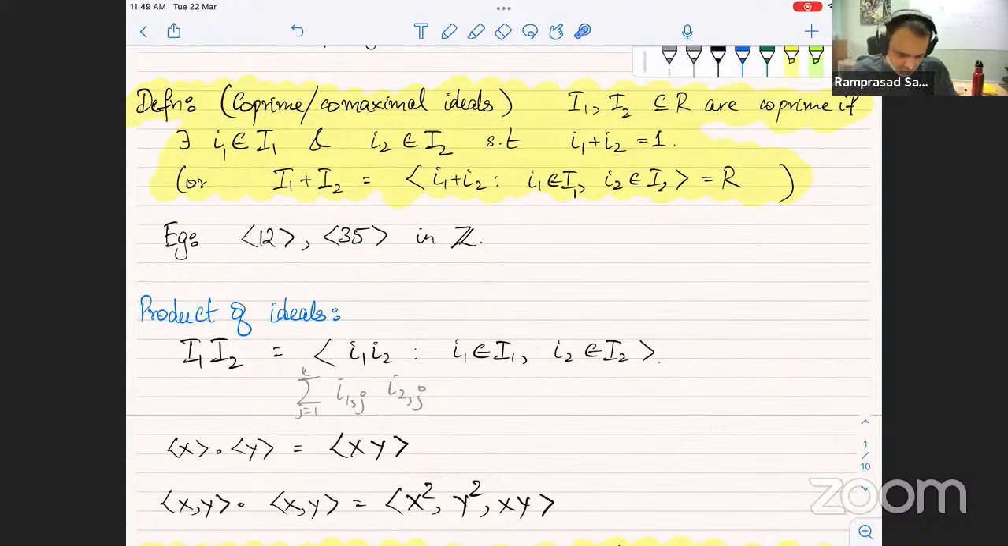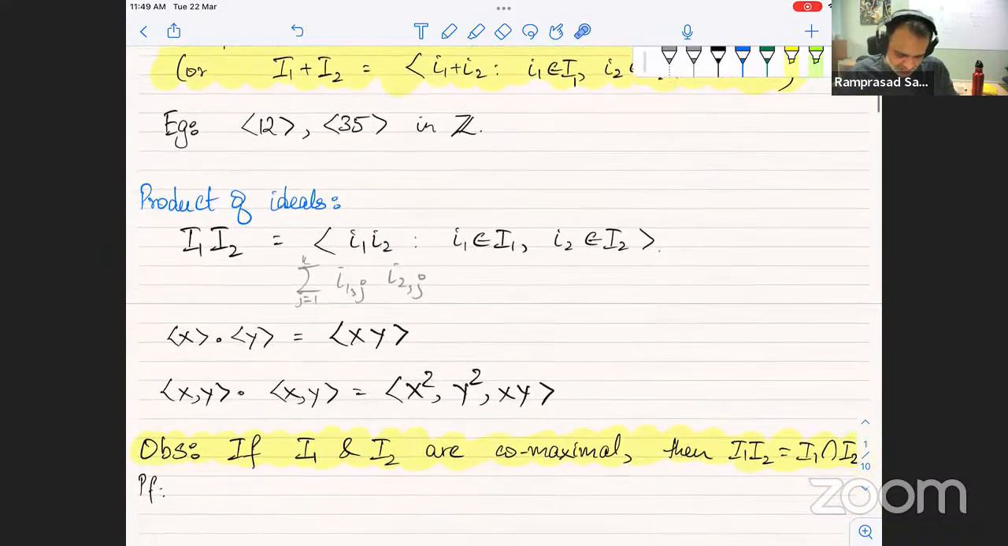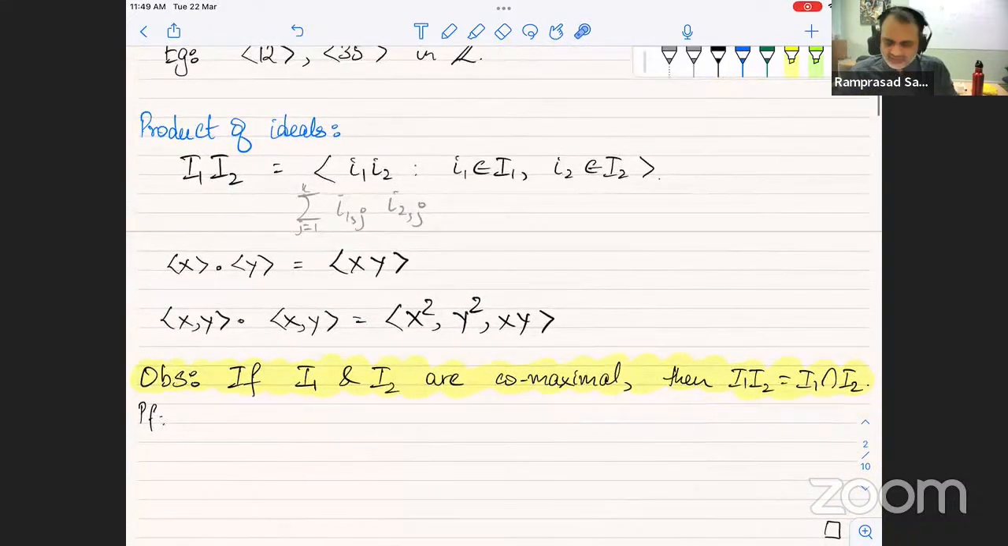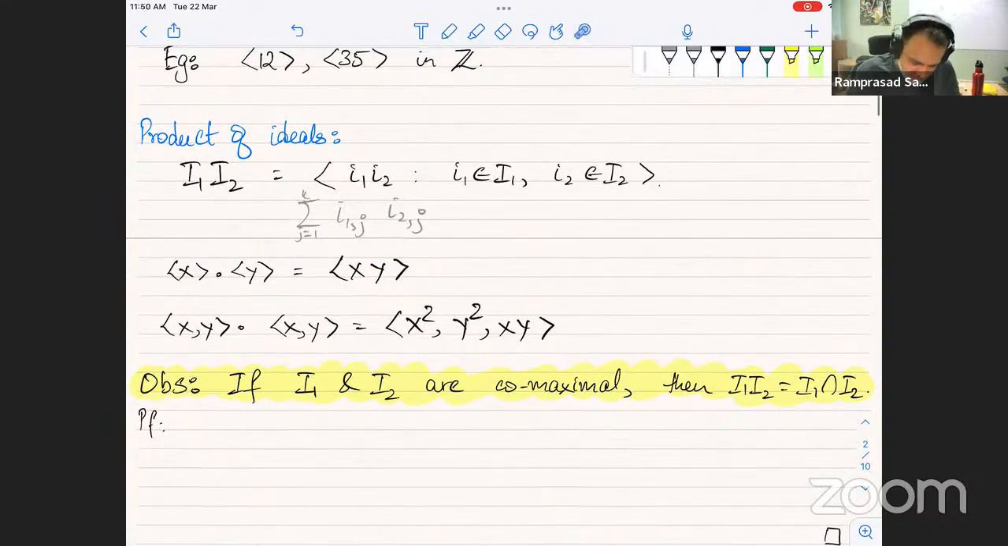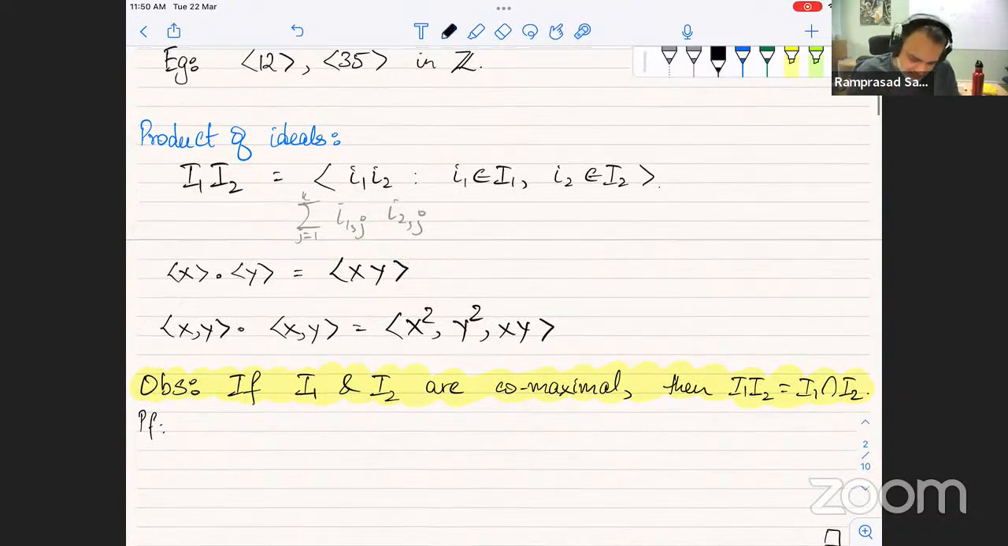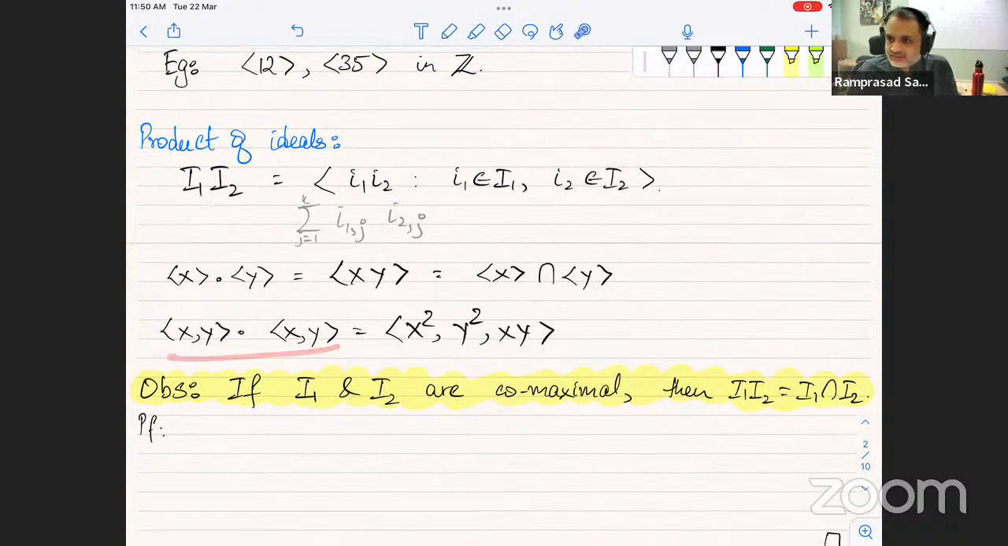Okay, good. So here is a simple observation, which is that whenever I1 and I2 are co-maximal, then it turns out that the product of the ideals is the same thing as the intersection. There's no real difference between them. As you can see in the first example, these are the set of polynomials that are divisible by xy. I could have instead written it as the polynomials that are divisible by x and also by y. I would have gotten the same thing, but I can't do that here.